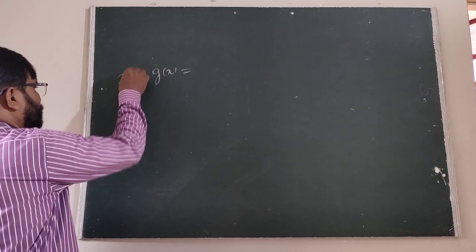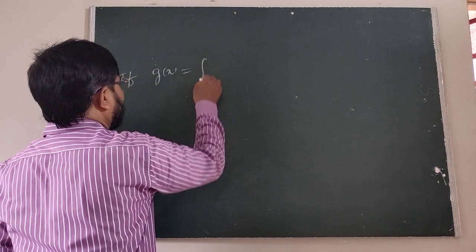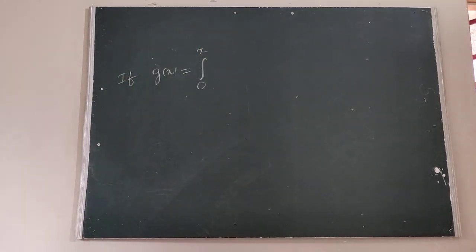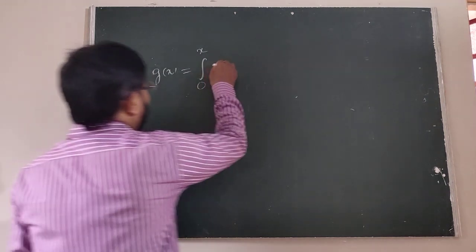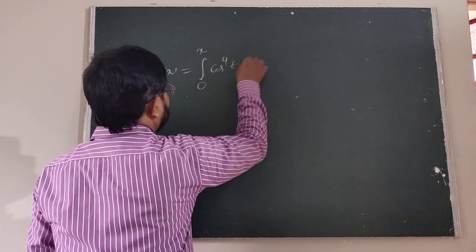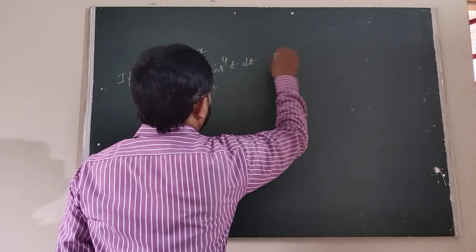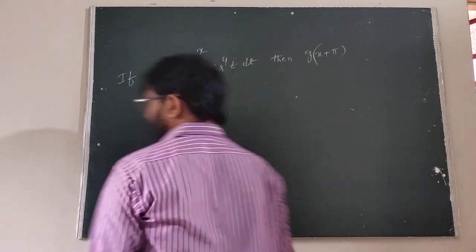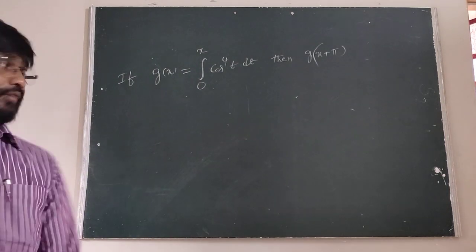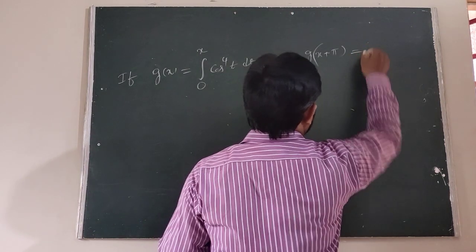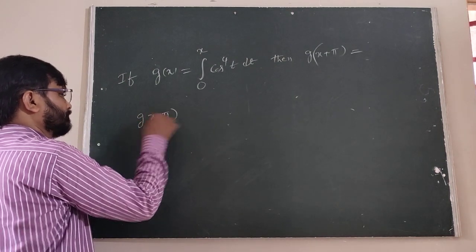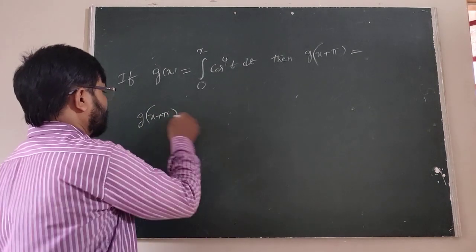If g of x is given by the integral with limits 0 to x of cos power 4 t dt, then we have to find the value of g of x plus 5. How to find this? Now we can replace x by x plus 5. We have to replace it here with x plus 5.